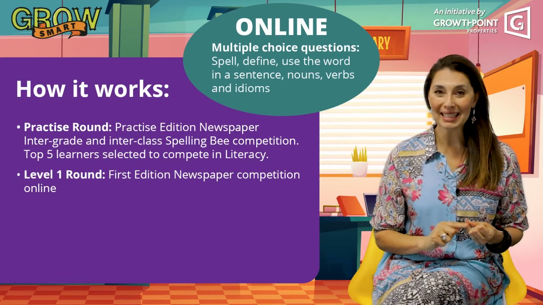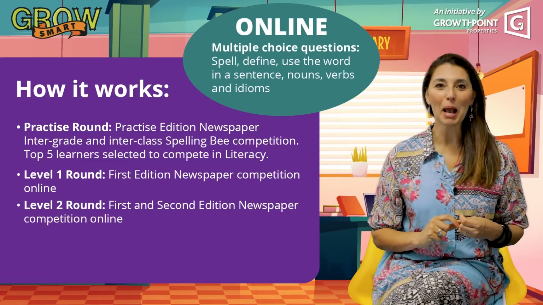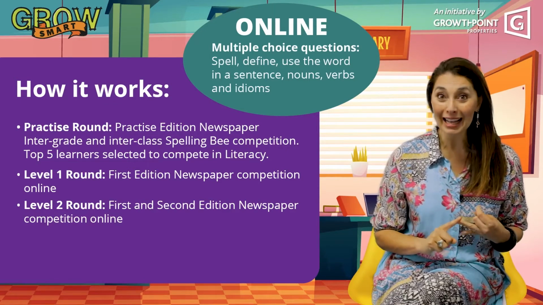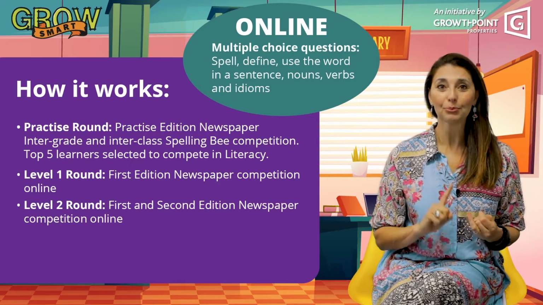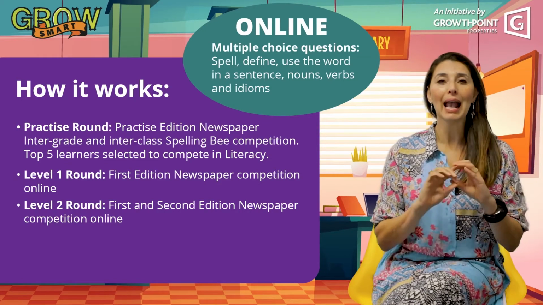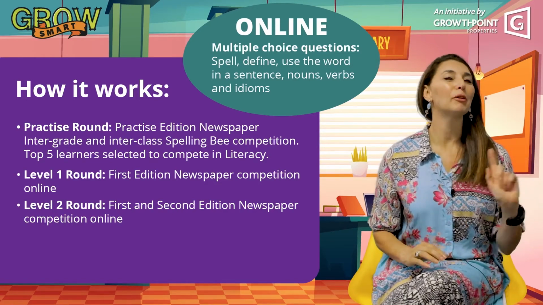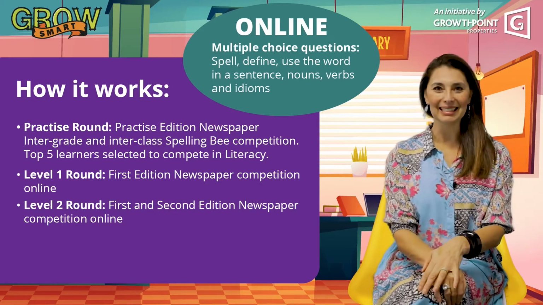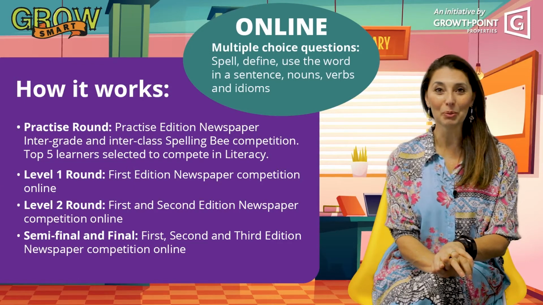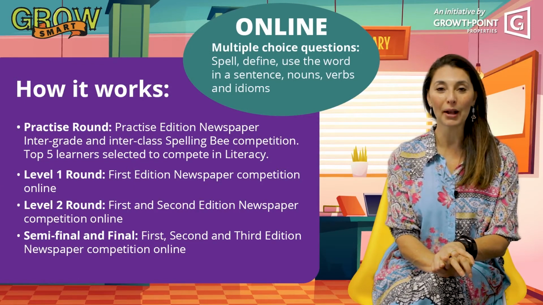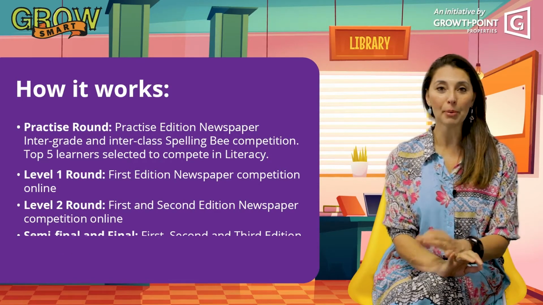And then you're going to do the same thing for Level 2. But wait! For Level 2, you need to be able to use Edition 1 and 2, both newspapers, because that's where the questions can come from. Also remember, it can be any word in the newspaper. So make sure that you are reading that newspaper from the beginning all the way to the end. And once you get to the semi-final and final, you will be using Editions 1, 2 and 3 with exactly the same process.